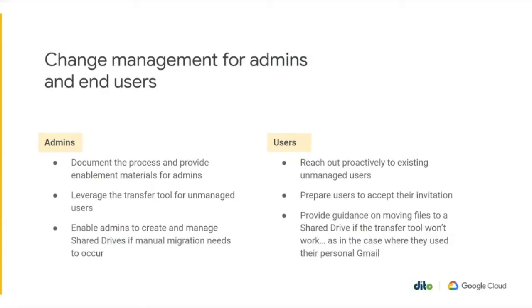But from the admin side, when we're thinking about change management, we're thinking about two things. We're thinking about training, and we're thinking about communicating the right information for admins, and then documenting that process. So admins have all of the enablement materials that they need to potentially address an incident when it occurs, when there is some new shadow IT incident. Your admins should know how to leverage the transfer tool for unmanaged users. They should know how to send an invite to a user. And in the case where the consumer account that's being used isn't associated with the professional address, your admins should know what to do there as well.